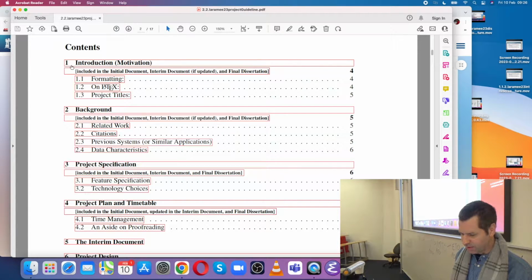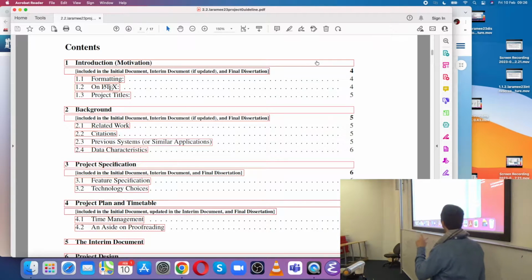And look, there's a little comment here. The introduction and motivation is included in your initial document, the interim document, and the final dissertation. So that means all three documents have the introduction and motivation in them. But it gets updated each time. Now for one-year master's students, there's no interim document. That's only for the enhanced MSc students. So you'll have the initial document and then the final one. That's it.